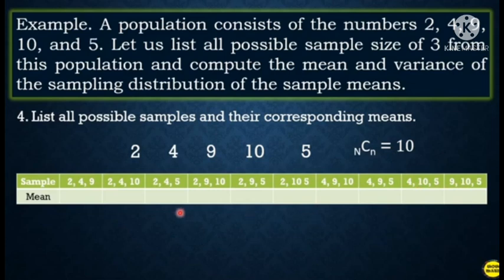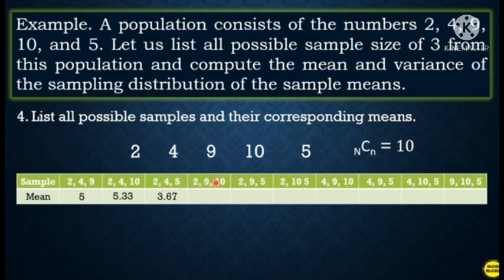After nyan, kukumputin natin yung mean ng bawat sample of size 3. So, 2 plus 4 plus 9 divided by 3, the answer is 5. 2 plus 4 plus 10 divided by 3, the answer is 5.33. 2 plus 4 plus 5 divided by 3, the answer is 3.67.